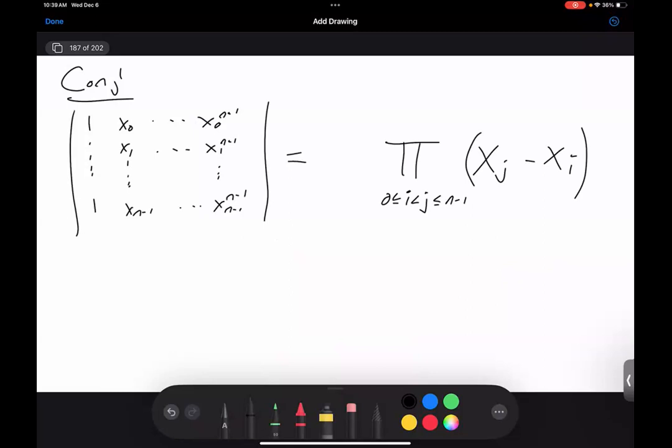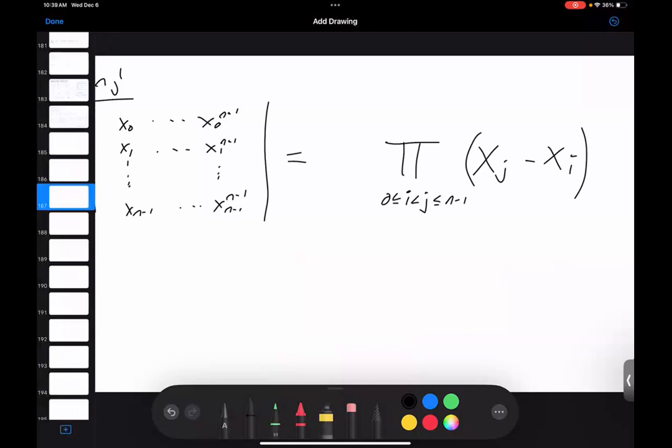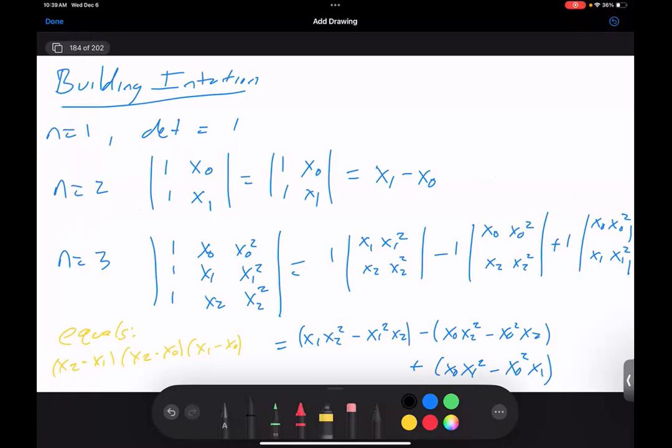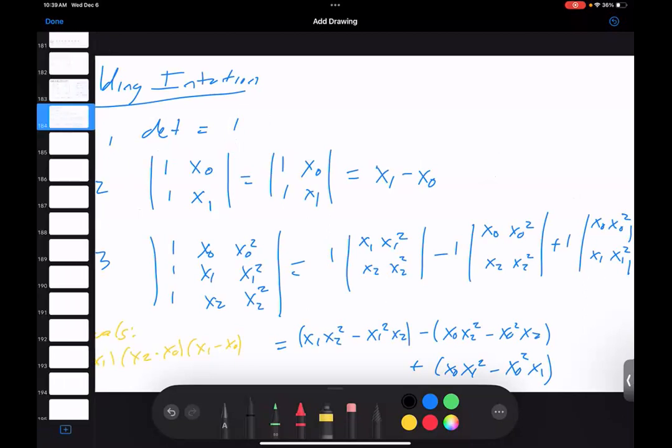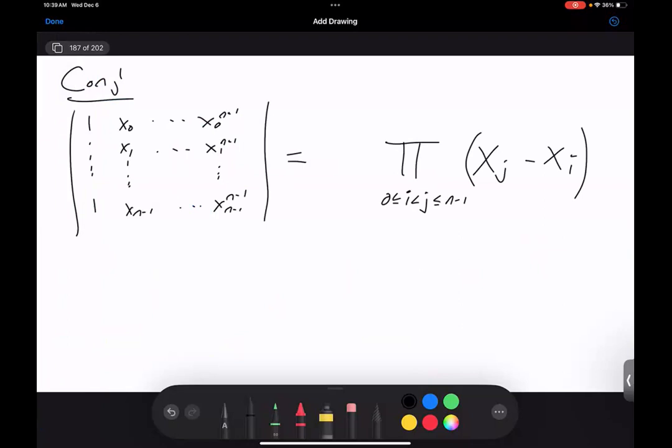Do you want to be bold and conjecture what the constant is? We've got some data. What's the constant when n equals 2? One. What's the constant when n equals 3? So do you want to be bold and make a conjecture? Let's conjecture that it's 1. So this is actually a theorem, the determinant of this matrix.